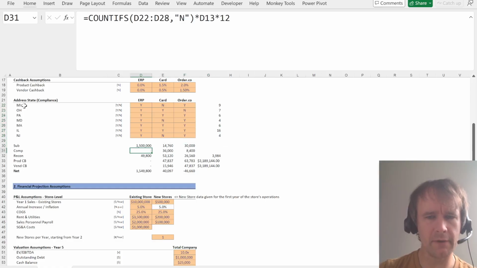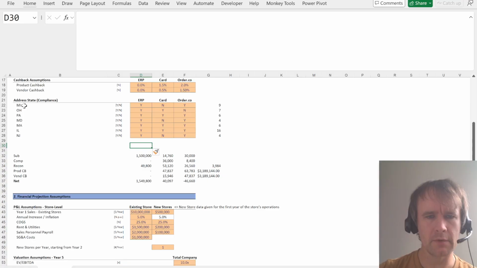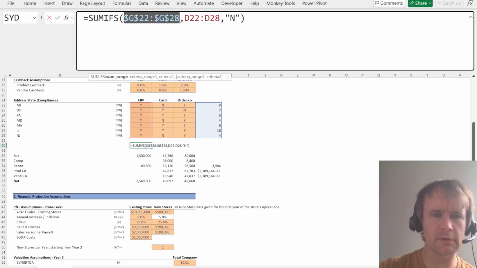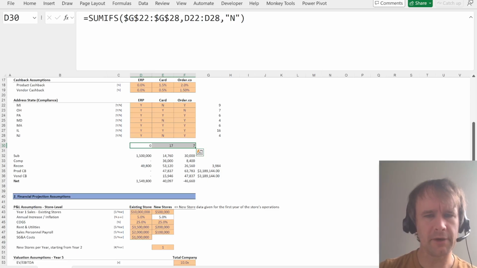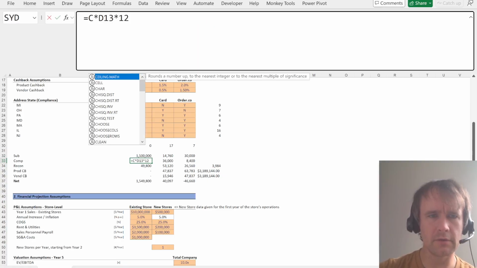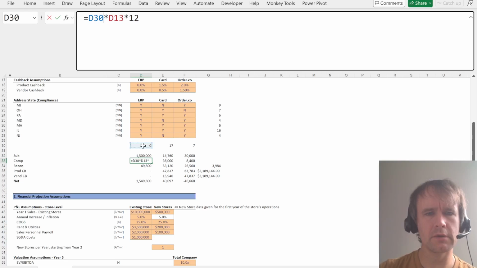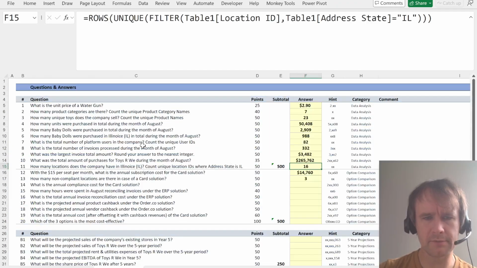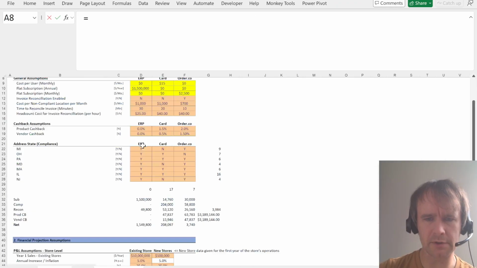Okay, so now it's going to be some ifs of this, where this is n. Yes, let's lock that. Happy days. Okay, so then the compliance cost is going to be this times $1,000 times 12. Okay. Happy days. So what was the question? Annual compliance cost for the card solution.